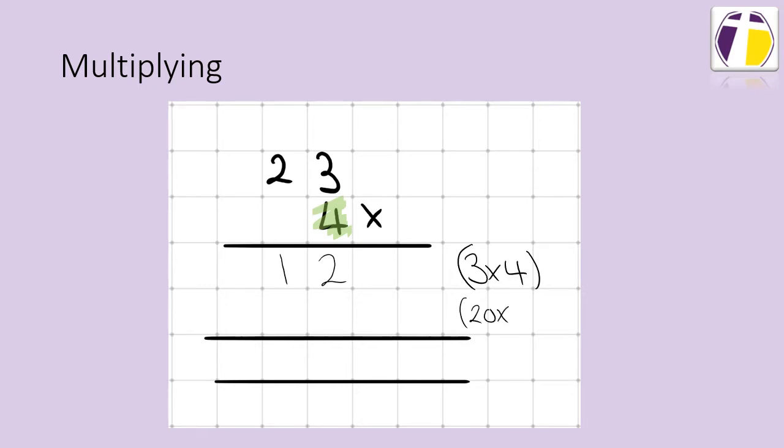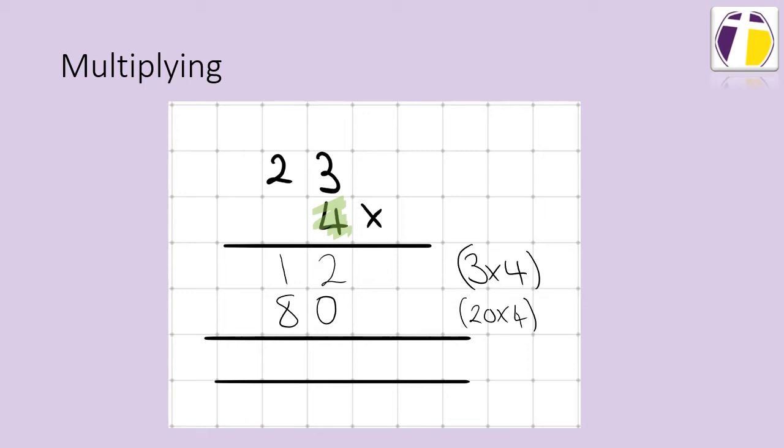So 20 times 4. Now this is where I can use my times table knowledge to help me. I know that 2 times 4 equals 8. So 20 times 4 must be 10 times bigger, which means the answer is 80. And as you can see, I have made sure that my calculation lines up on the same line where I've written my answer. So now I have 12 and 80.